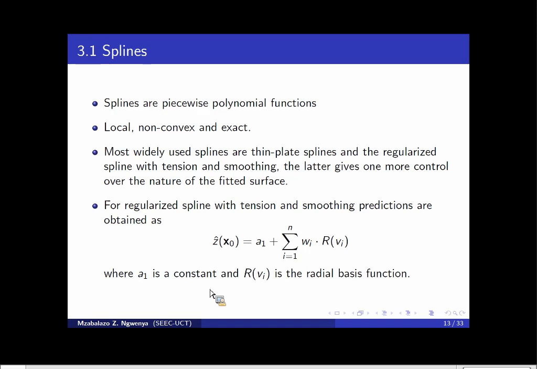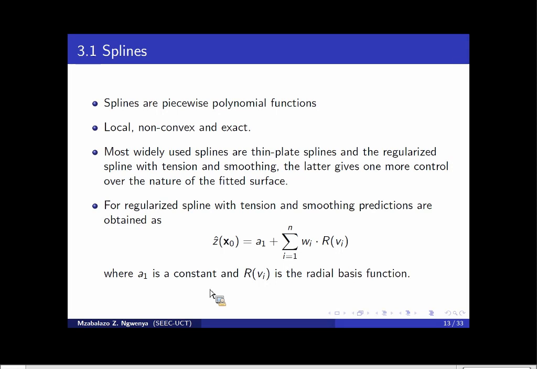So there are basically two types of splines that are used for interpolation. There's your thin plate splines, and there's your regularized spline with tension. Your thin plate spline has got one parameter, and your regularized spline with tension has got more parameters, giving you more control over the surface you build. And we always want to try to have more control over what we're doing. So I think the regularized spline is a better interpolator of the two spline methods.